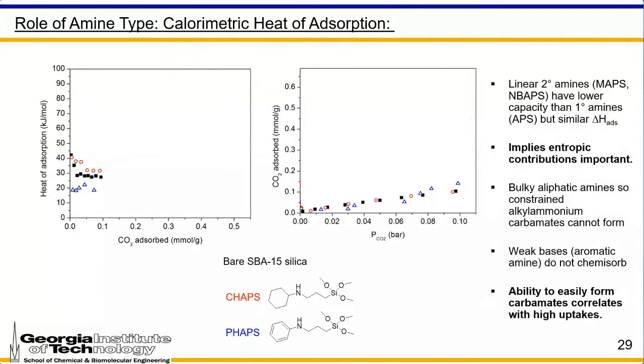In fact, if we make that entropic barrier significant, so this is a cyclohexyl group now, which is not that different electronically from the N-butyl group, so similar basicity, similar driving force to bind the CO2. But now the group is so big you can't form these alkylammonium carbamates, and the material just acts like bare silica, like a physisorbent. Same thing happens if you make the basicity much weaker by putting a phenyl group here. So this tells us the ability to form carbamates correlates with our high uptakes that we seek.